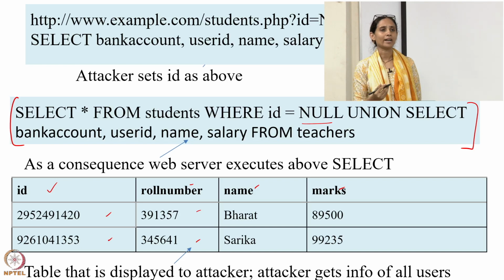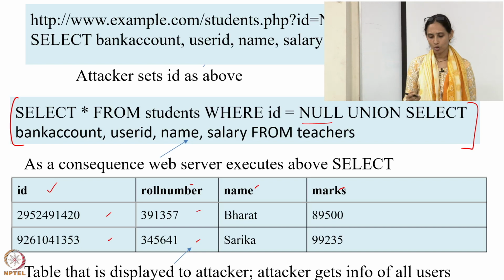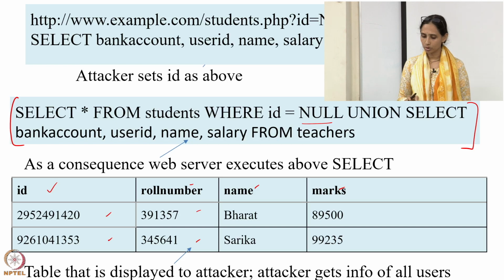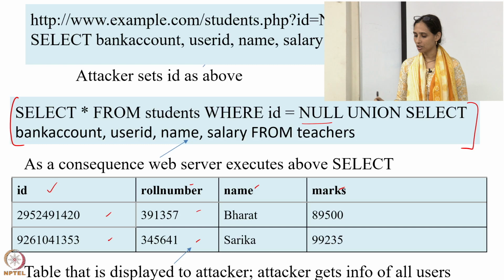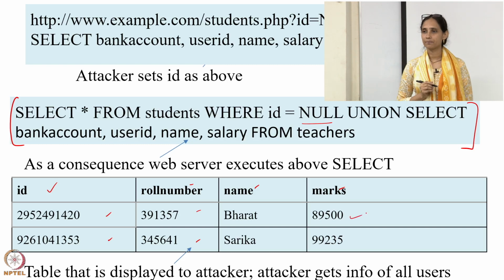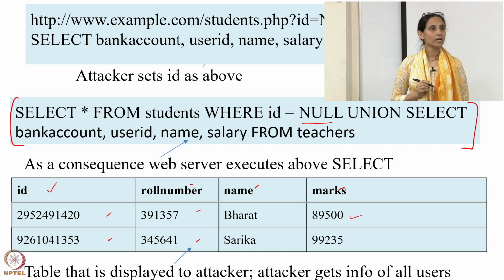But of course, if you are an attacker, you know how to parse this. You won't go with that this is a roll number. You know that this is the user ID of the teacher, this is the name of the teacher, this is a salary and not marks. Okay, this is clear what has happened here.